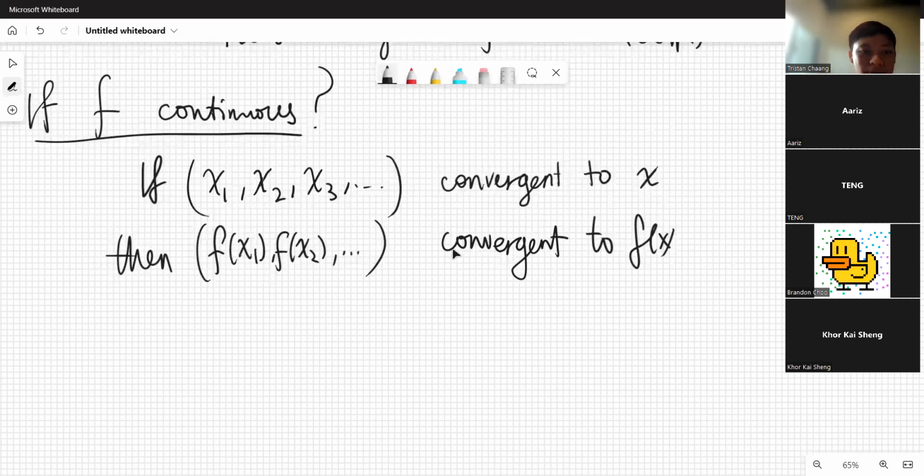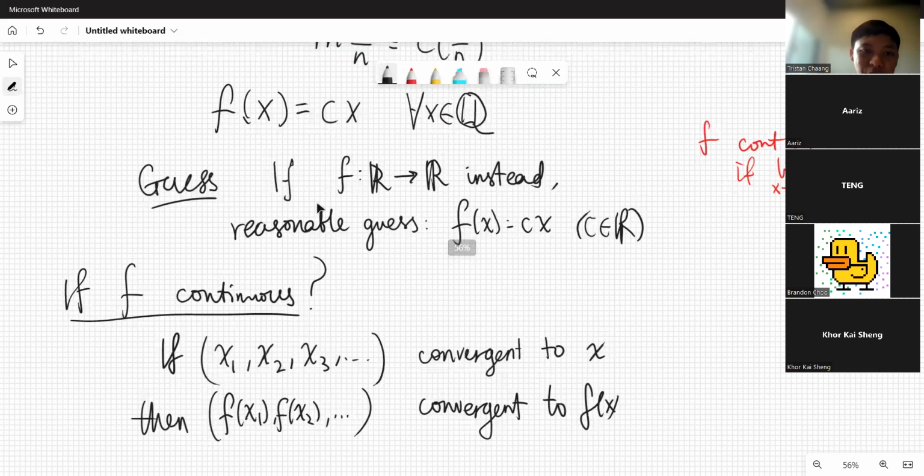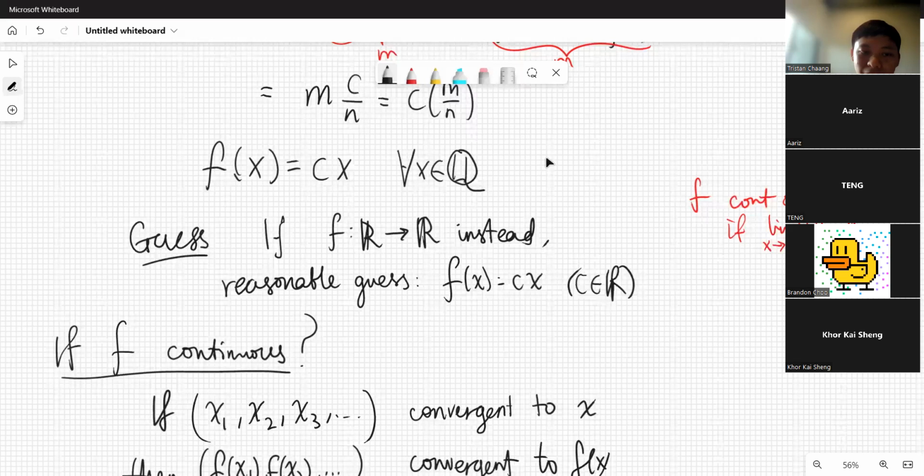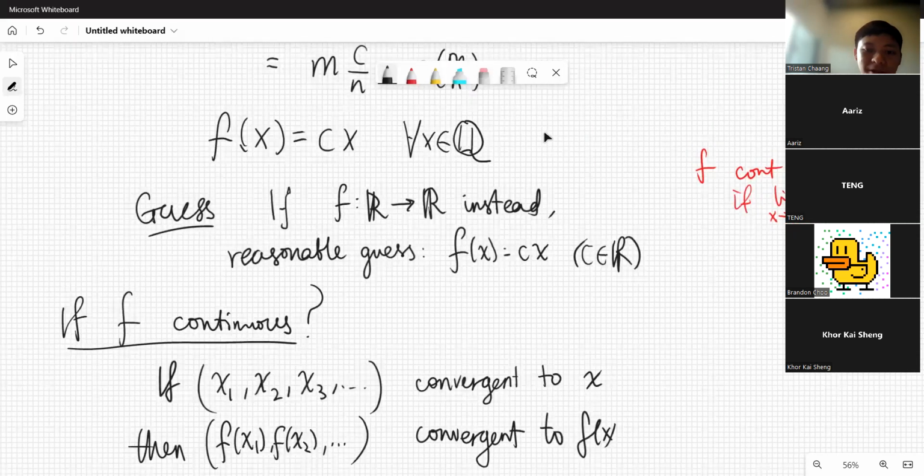And why is this helpful? Because we know the answer for all rational numbers, right? We know the answer for all rational numbers. If we plot that out, it will look like a very connected but still very empty line, if that makes sense.